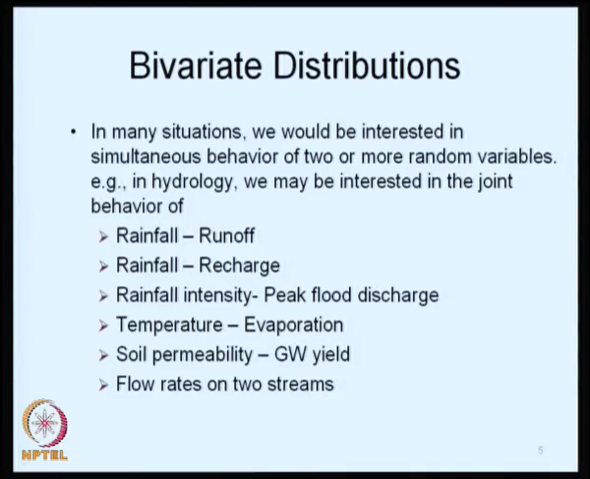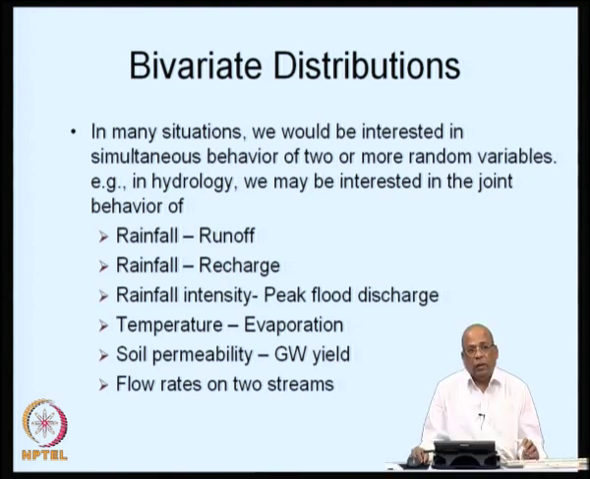Now, we go on to bivariate distributions. In the last class we covered a single random variable, the distributions of a single random variable. In hydrology, in many situations we come across problems where we would be interested in simultaneous behavior of 2 or more random variables. So, what we will do now is we will introduce the concept of a 2-dimensional random variable first and then generalize it to n-dimensional random variable.